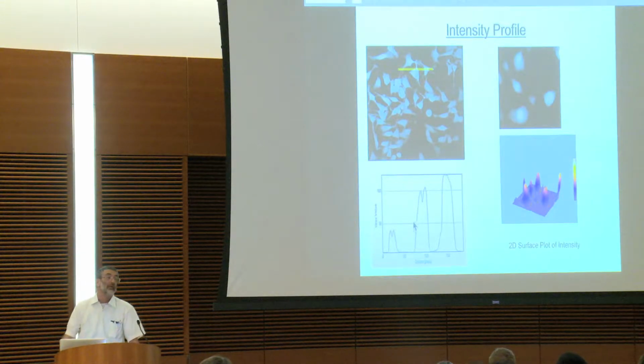That's a line profile. And I can look at this and get a feel right away for how big my objects are, how many pixels. This is uncalibrated distance, but usually it's calibrated.